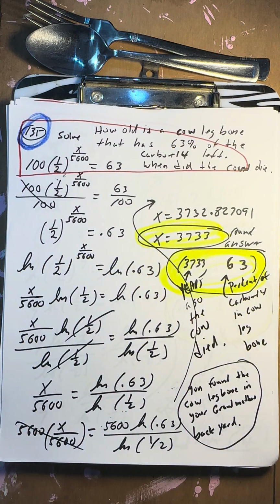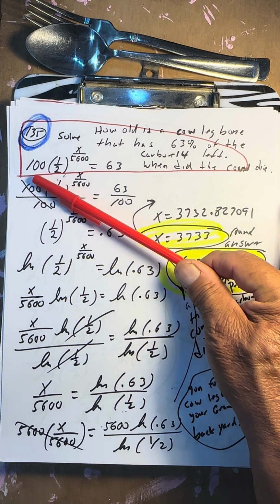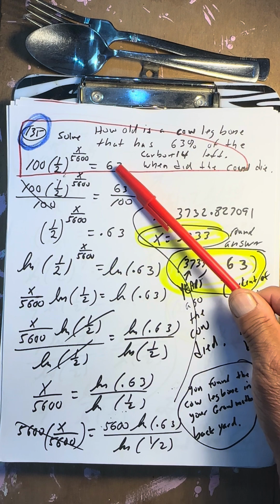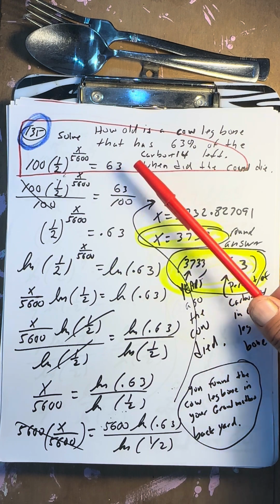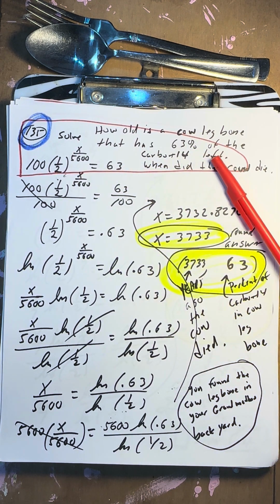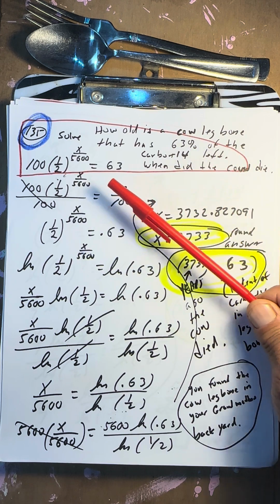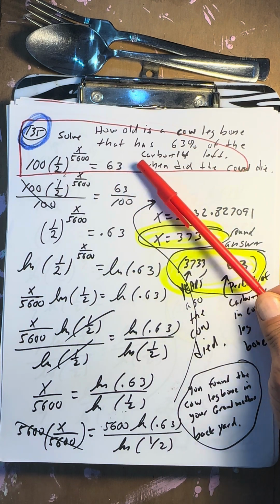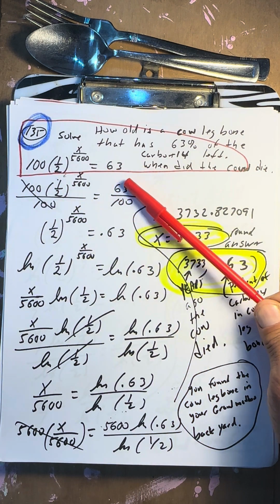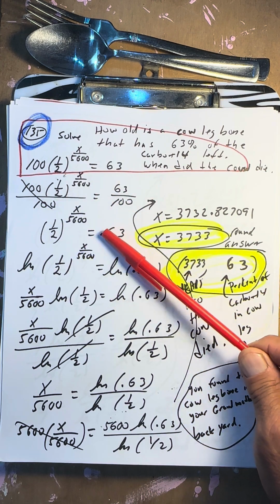Half-life formula. This one. How old is a cow leg bone that has 62% of the carbon-14 left? Originally, when a cow is alive, it's always 100%. When it dies, it gets lower: 99, 98, 97. But this leg bone you found buried in your grandma's backyard has only 63%. So 100, but now it has 63, divided by 100, 0.63 equals this.